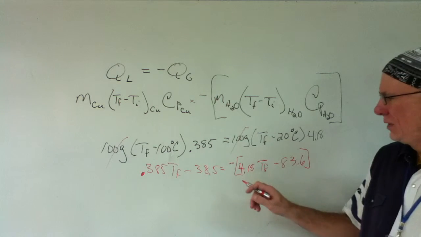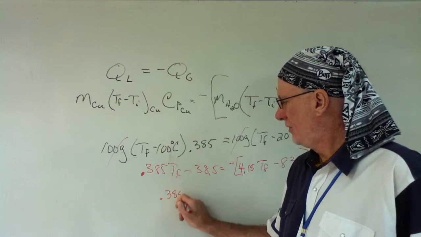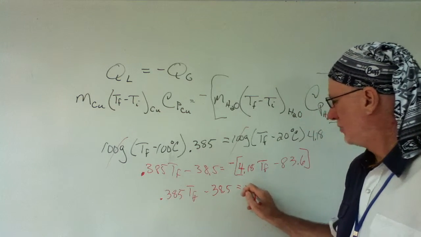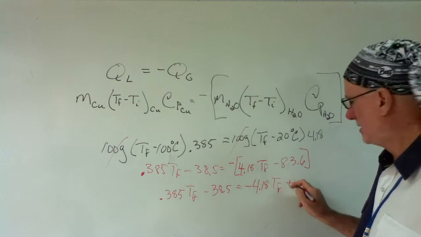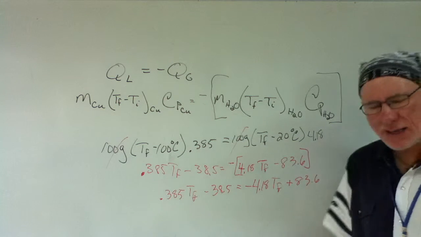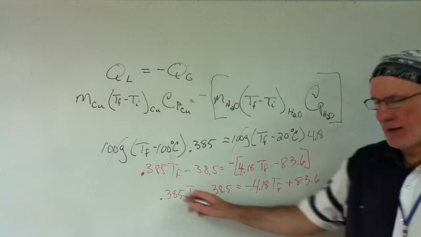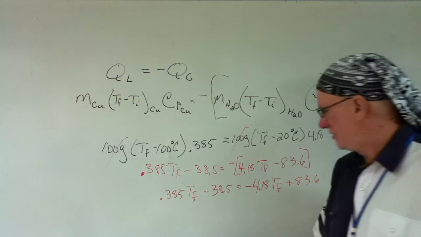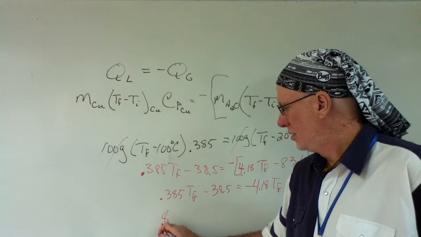Okay, now let's rewrite it distributing the negative sign. 0.385 TF minus 38.5 equals negative 4.18 TF plus 83.6. Is that correct? Okay. Are we all right with that? Now, what are we going to do? We're going to put the TFs to one side. All right, so add 0.385 plus 4.18.